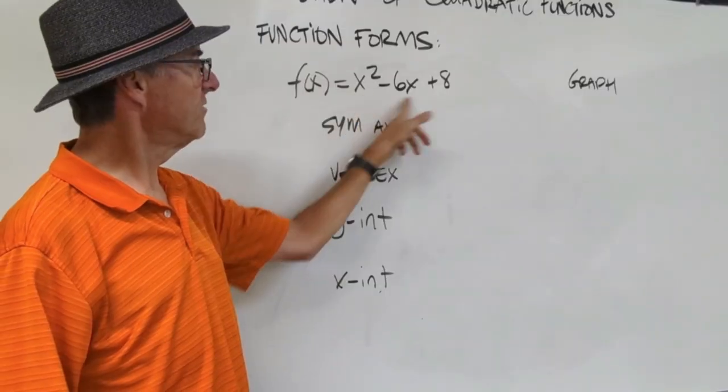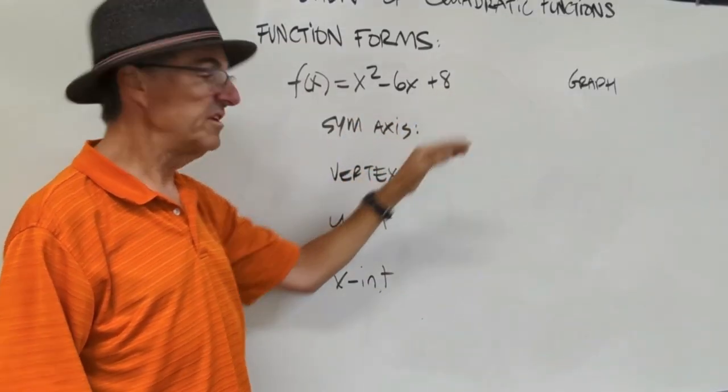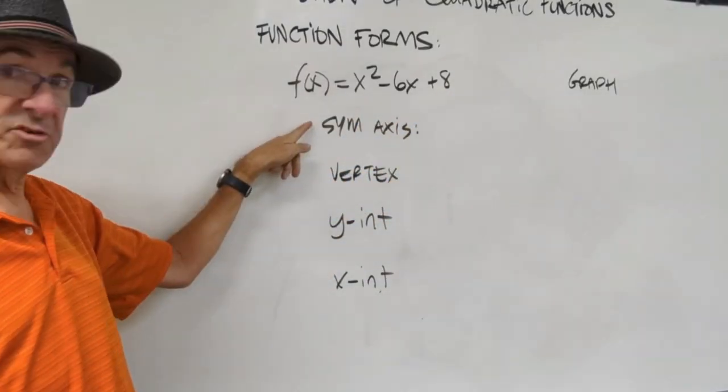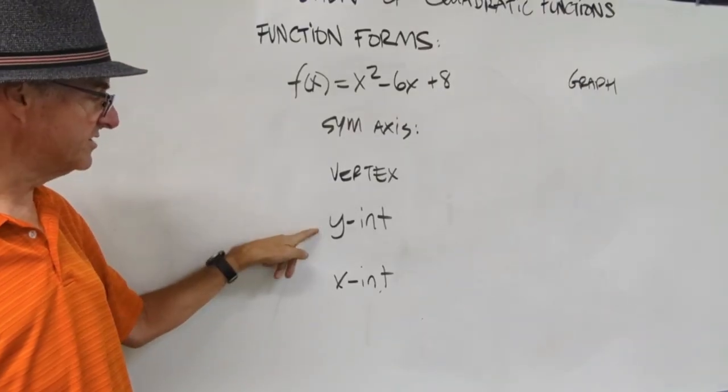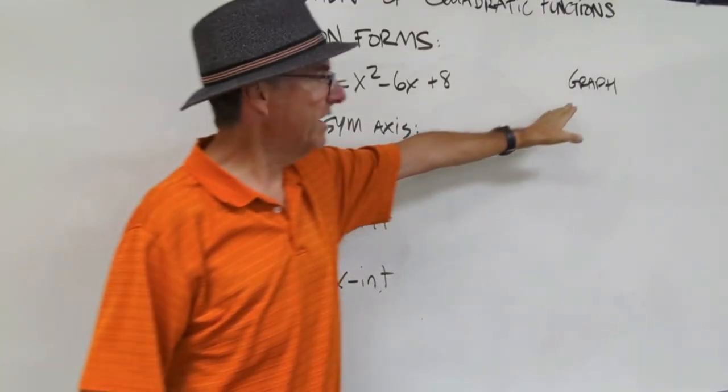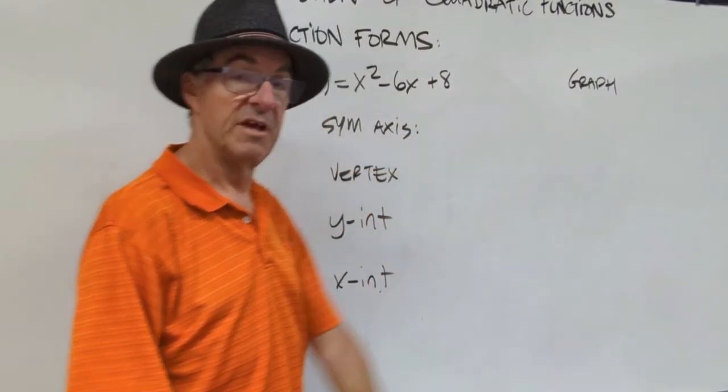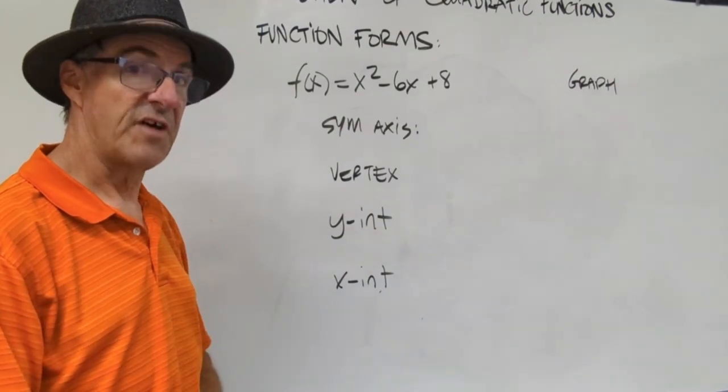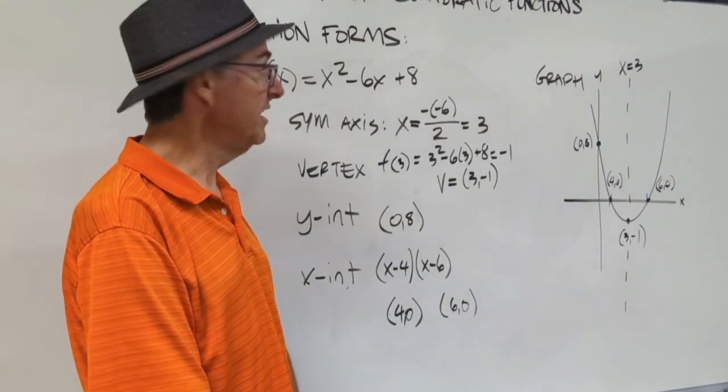Here is a general form quadratic. I want you to pause the video and do this work. Find the symmetry axis, find the vertex, find the y-intercept, find the x-intercepts, and then go ahead and make a graph. And I would say, make that graph a hand graph. Let's see how you did.